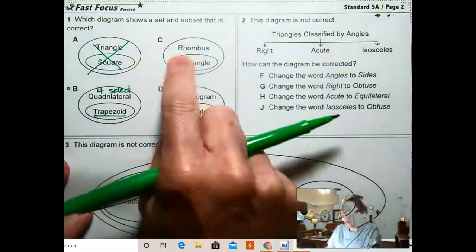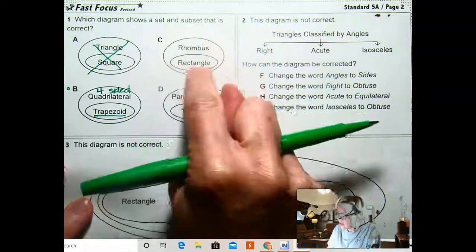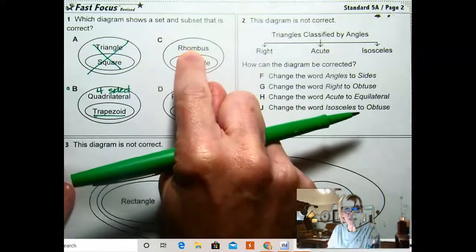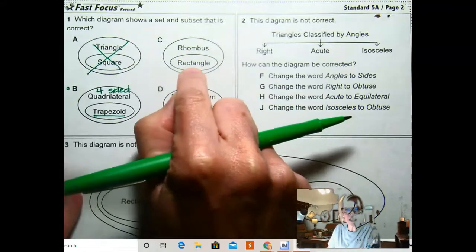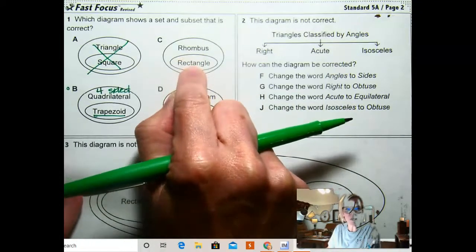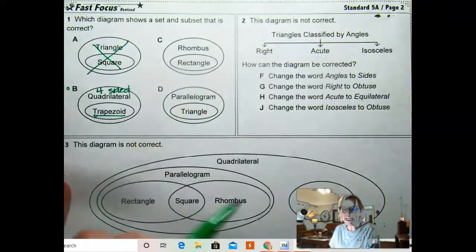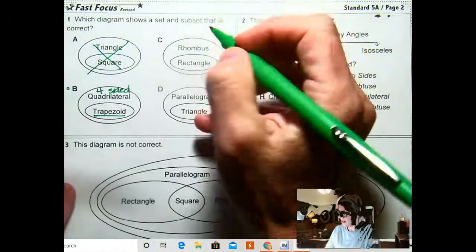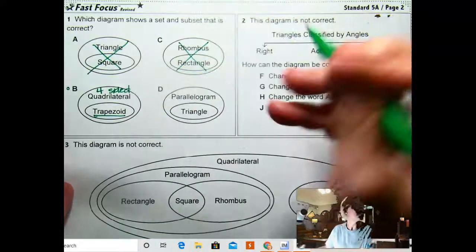Okay, so let's look at C. We're saying that this outside circle is a rhombus, and this figure is saying that a rectangle is a type of rhombus. Well, that's not necessarily true. The only type of rectangle that is a type of rhombus is a square. So can we say that a rectangle in general, like any rectangle whatsoever, is a type of rhombus? No, we cannot say that. That is not true at all. So this is a lie.